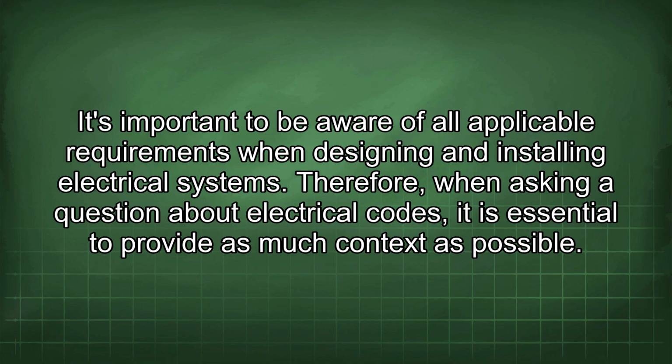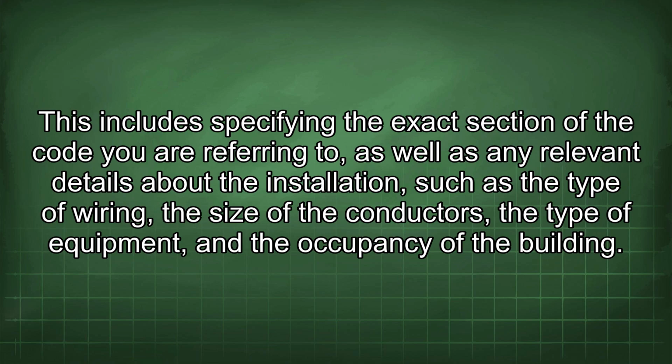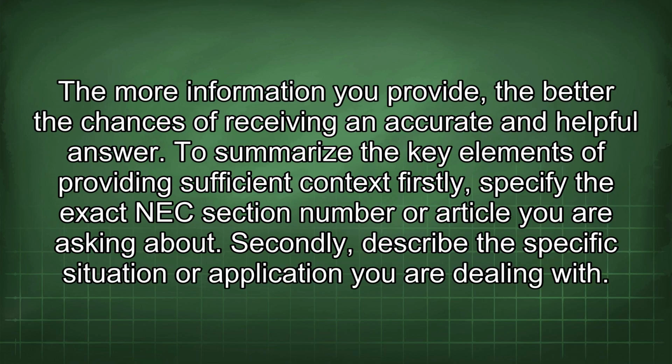Therefore, when asking a question about electrical codes, it is essential to provide as much context as possible. This includes specifying the exact section of the code you are referring to, as well as any relevant details about the installation, such as the type of wiring, the size of the conductors, the type of equipment, and the occupancy of the building. The more information you provide, the better the chances of receiving an accurate and helpful answer.